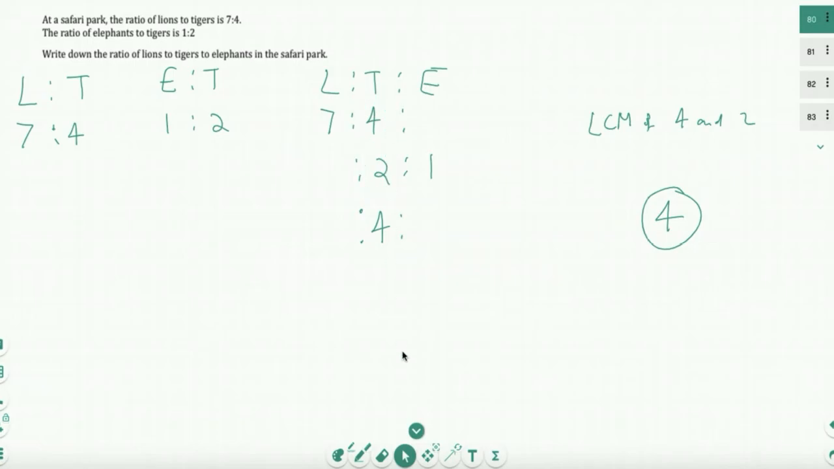So let's start with the first ratio. Fortunately for us, we want our tiger unit to be 4, and our tiger unit is already 4. So our lions can just stay the same, 7 lions. But how about the second ratio? Our tiger unit is 2. We want our tiger unit to be 4. How do we get from 2 to 4? Well, we just times by 2. So what do you do to the elephants? You times it by 2. And this is your answer, guys. The ratio of lions to tigers to elephants is 7 to 4 to 2.